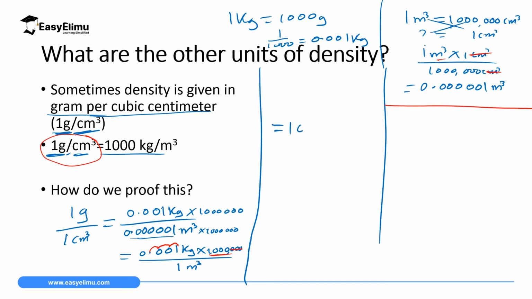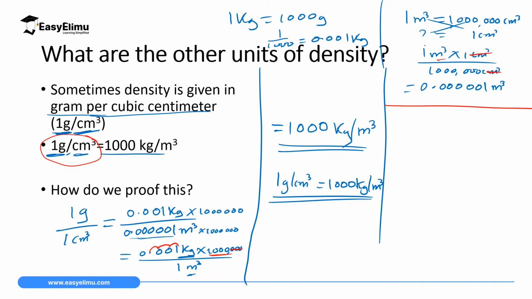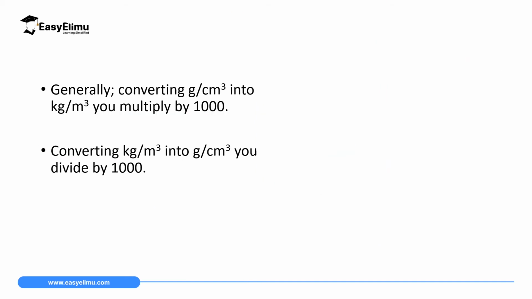It will be 1000 kgs. Remember the units up here is kgs, and down here it is cubic meter per cubic meter. So in that case, we would have proved that 1 gram per cubic centimeter is equal to 1000 kg per cubic meter. That relationship is very important and you need to note it keenly.